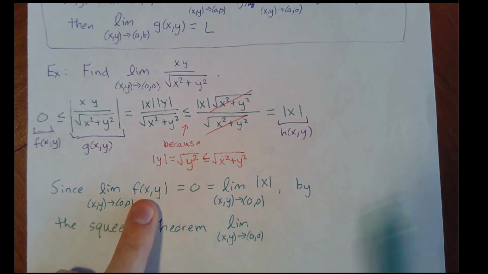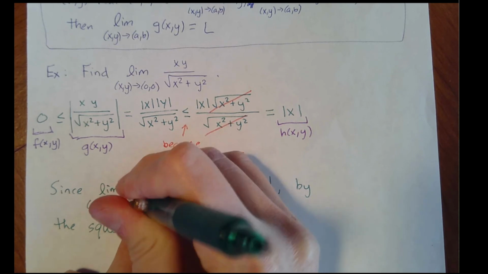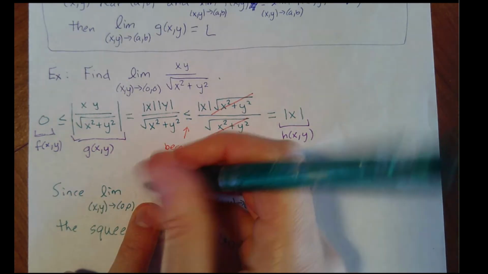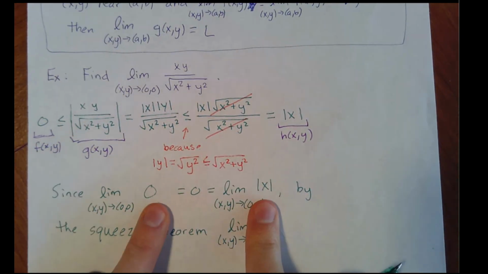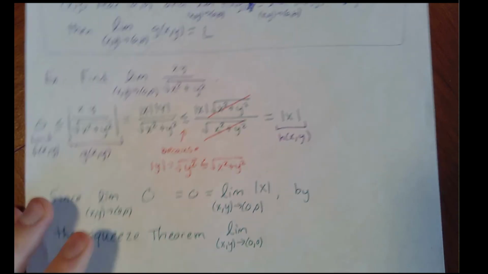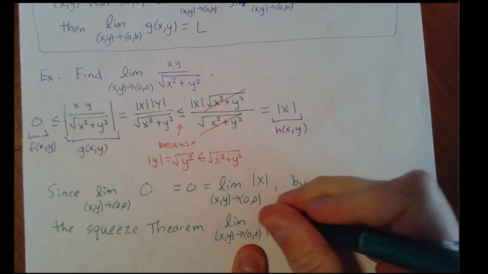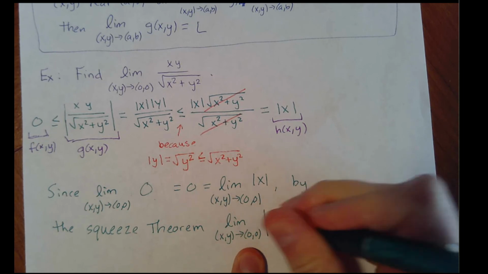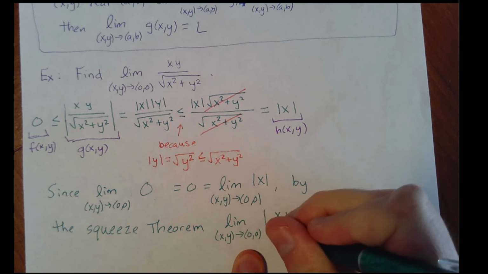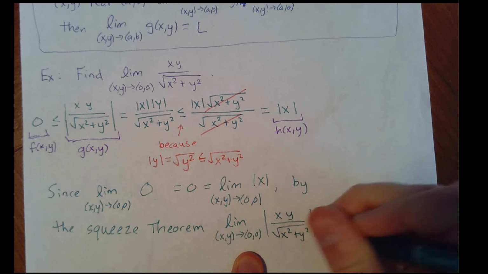Actually, I'm being a little bit inconsistent here. If I'm going to use absolute value of x here, then I should just put 0 here. Or I should call this one f of xy and this one h of xy. It doesn't matter, I'm just trying to be consistent. Then we know that the limit of the middle function is equal to 0 as well.